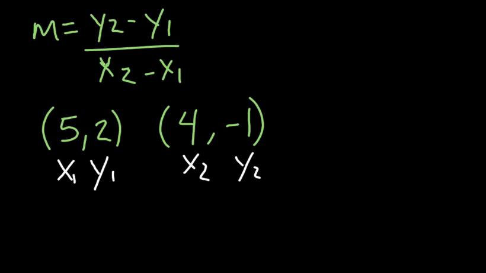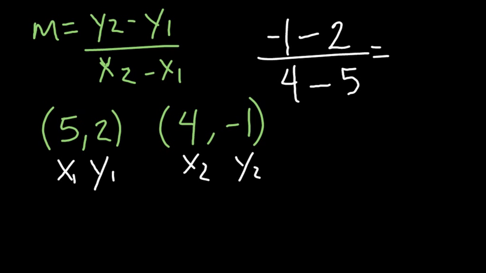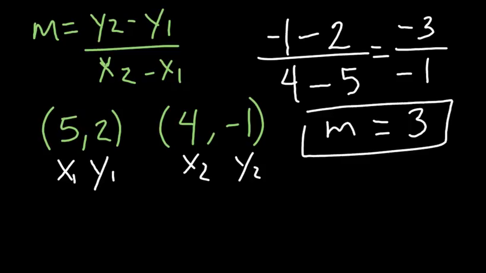Now I'm going to sub the numbers in the formula and find the slope. So first I'm going to say negative 1 minus, because that's y sub 2, and then y sub 1 is 2. Then I'm going to put in my x sub 2, which is 4, minus my x sub 1, which is 5. Then I'm going to do the math. Negative 1 minus 2 is negative 3. 4 minus 5 is negative 1. A negative divided by a negative is a positive. 3 divided by 1 is 3. So m equals 3. That is the slope of the line that goes through those 2 points.